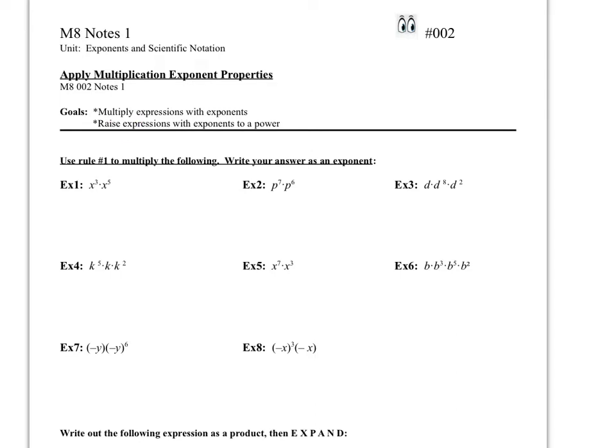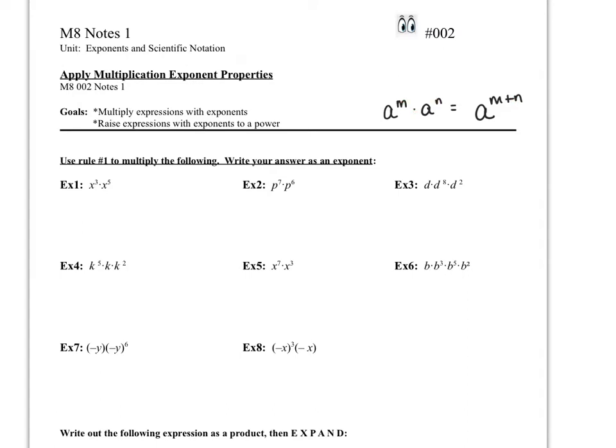After the investigation, hopefully we saw rule number 1 was that if we had a to the m times a to the n, if our bases are the same, both in this case being a, and we're multiplying the expressions, then my shortcut would be to add my exponents. So the resulting power would be m plus n. If I'm multiplying, I get to add these two exponents together.